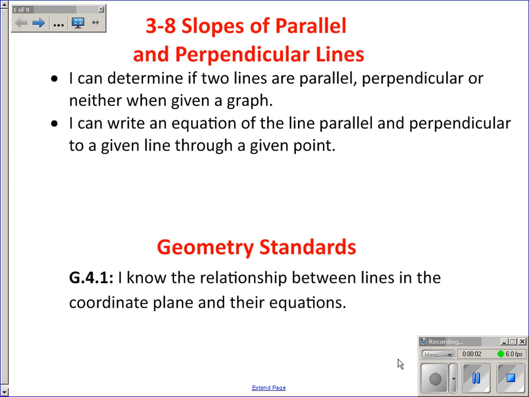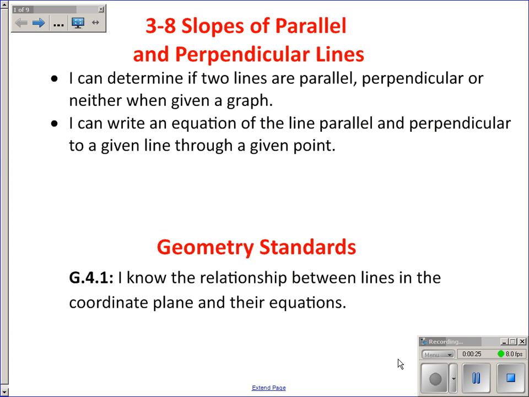This video is on section 3-8 on the slopes of parallel and perpendicular lines. In our last section, section 3-7, we looked at slopes, equations, and graphs, and reviewed some important ideas from Algebra 1.